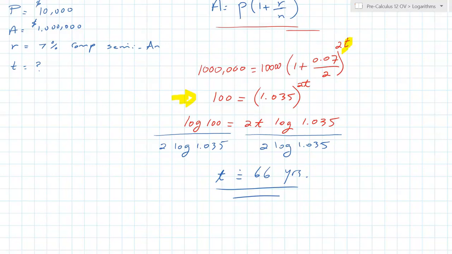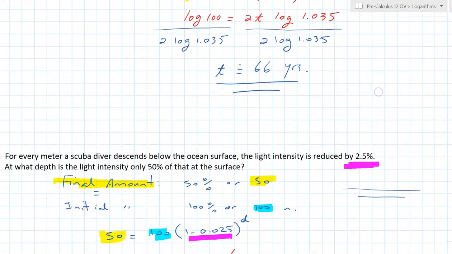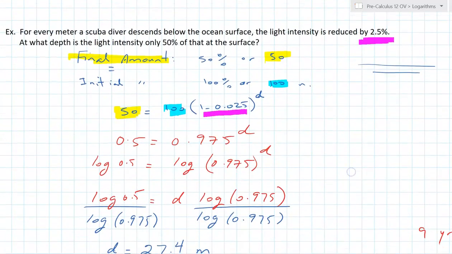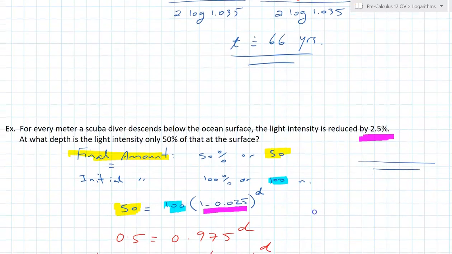All right, let's go to the next question. This time it's about light intensity. A scuba diver stands below the ocean surface. For every meter, the light intensity is reduced by 2.5%, and we want to know the depth at which the light intensity will be 50%. I have set this up already.